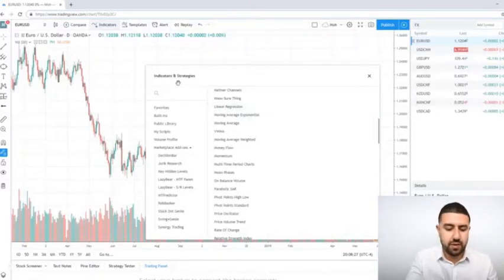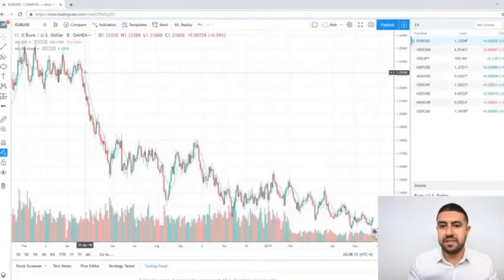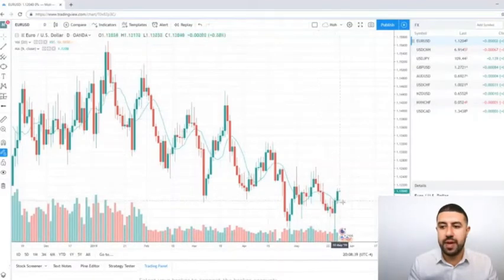You can just write MA for moving average, and you can find it. All you have to do to add an indicator is just click on it. And here we go, we have this moving average now. You see, this line was not there before. And this line, I have a daily chart.